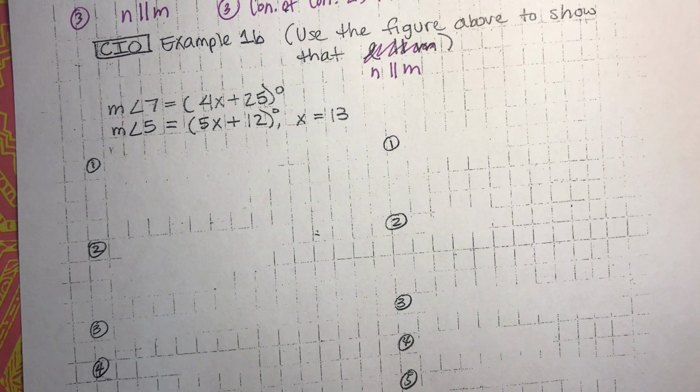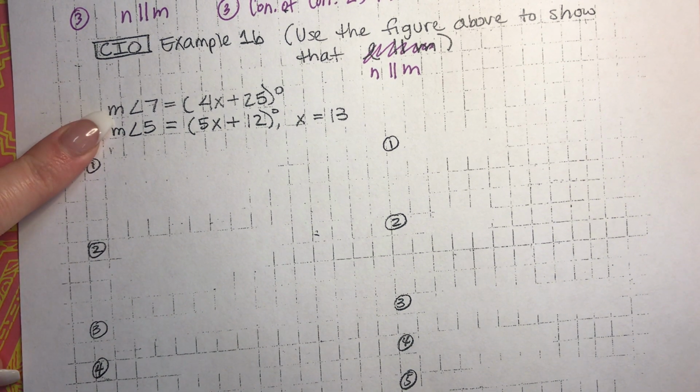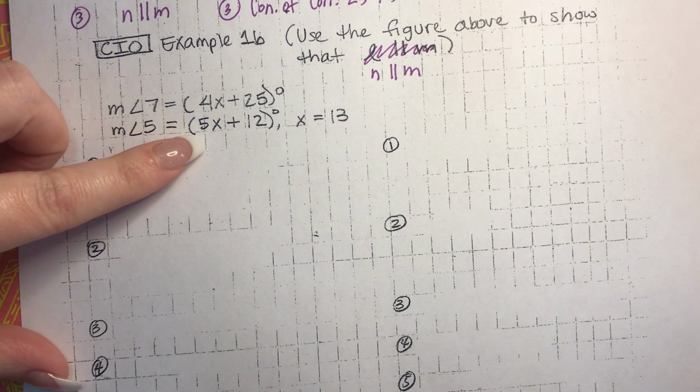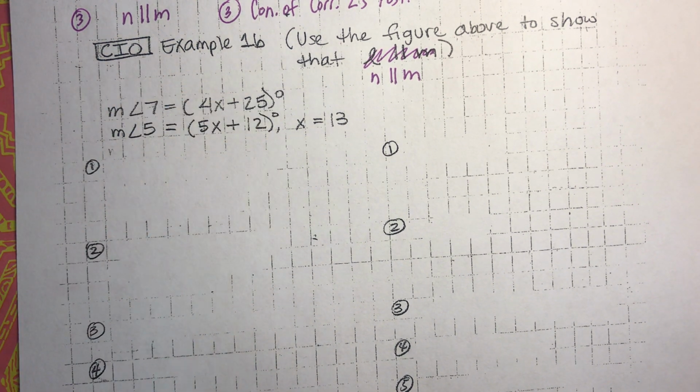So here's the given information. The measure of angle 7 equals 4x plus 25. The measure of angle 5 equals 5x plus 12. And they give us that x equals 13. So go for it. You can do it.